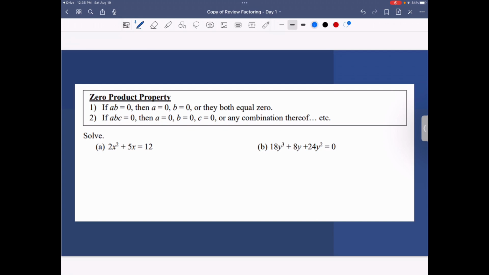But first, I want to set this quadratic equal to 0 so that we can solve it. All right, this looks like one of those factors of A dot C equal to B. Let's do a cross like that, and we're going to multiply these two. So 2 times negative 12 is negative 24, right?